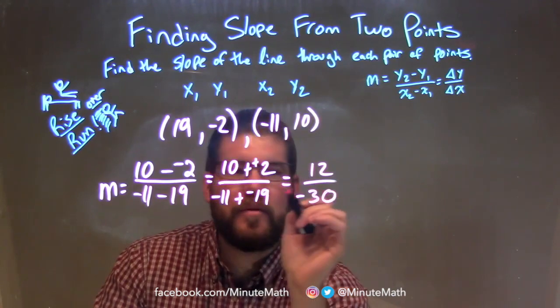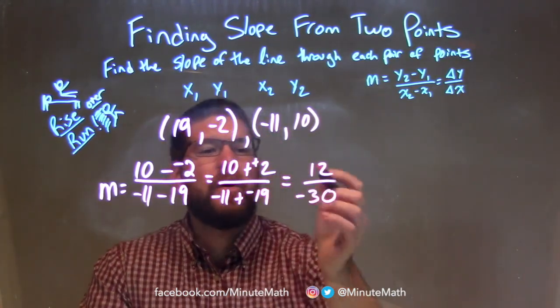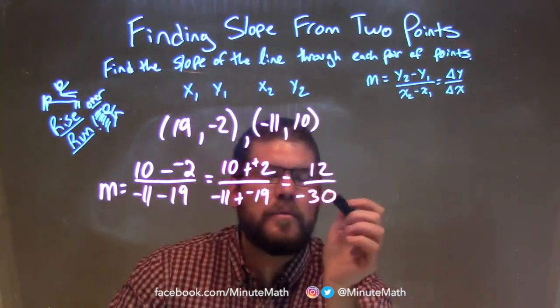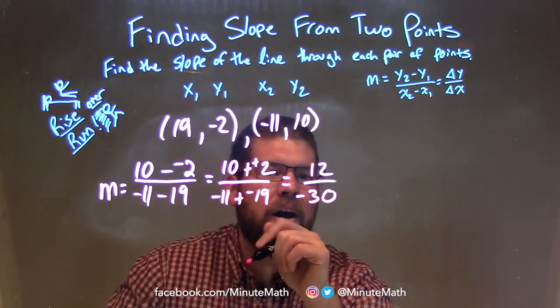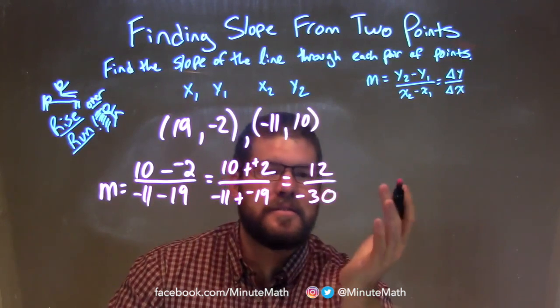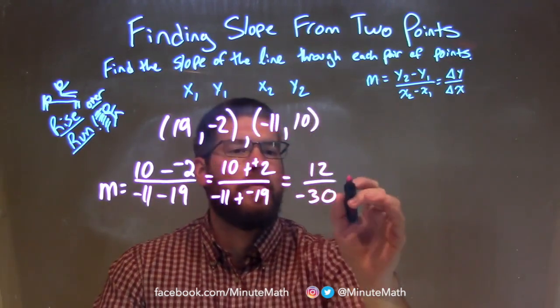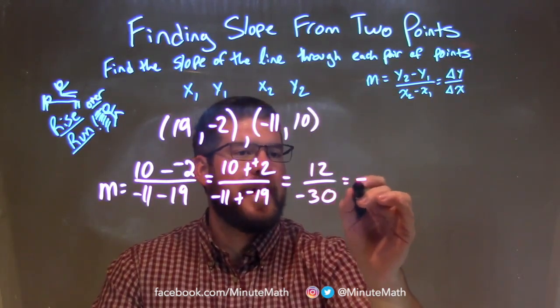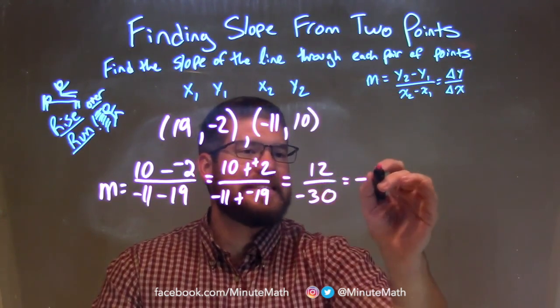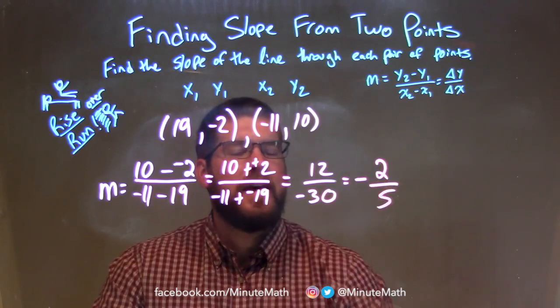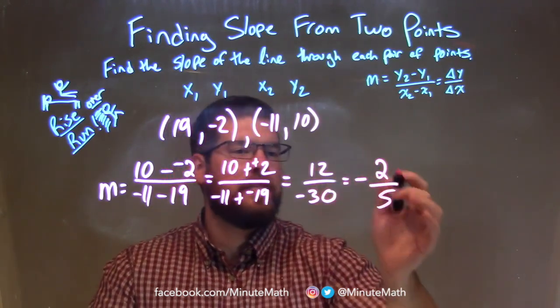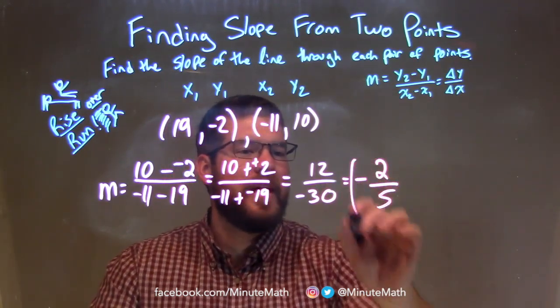So we have negative 30 right there. And so we have 12 over negative 30. We can simplify that. Both are divisible by 6. 6 goes into both of them. So if we divide both by 6 here and put the negative out front, 12 divided by 6 is a 2, and 30 divided by 6 is a 5. And so we have our final answer when I simplify this fraction as a negative 2/5.